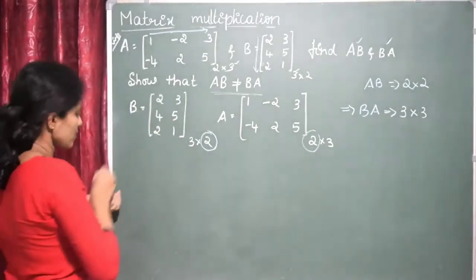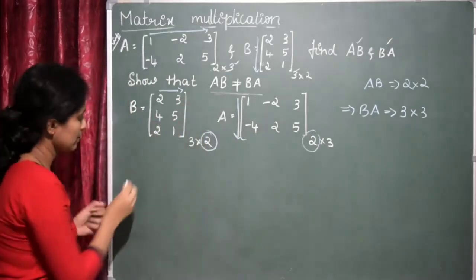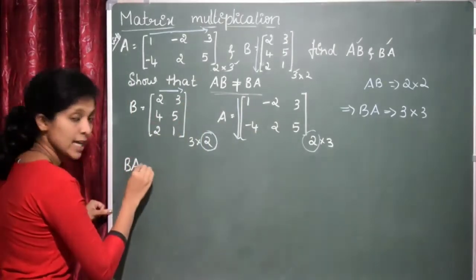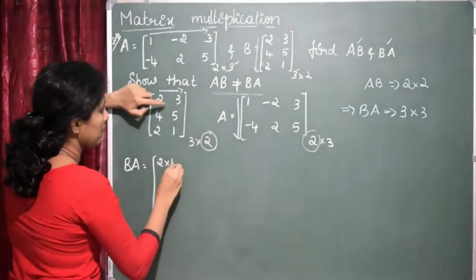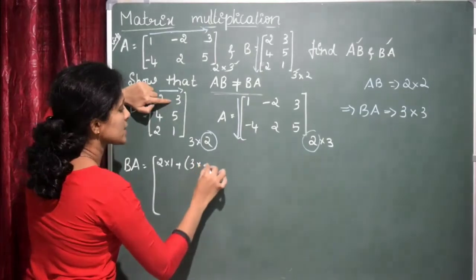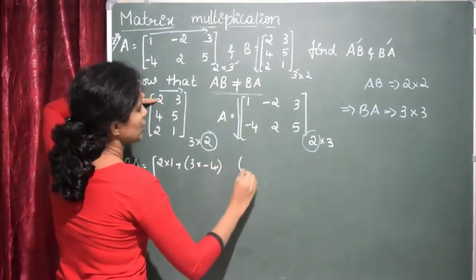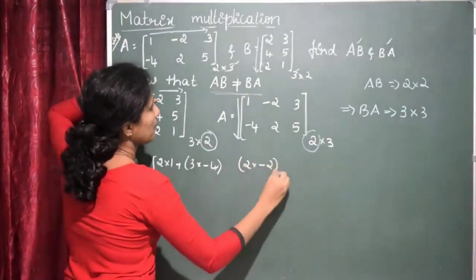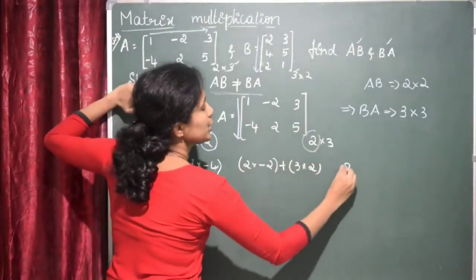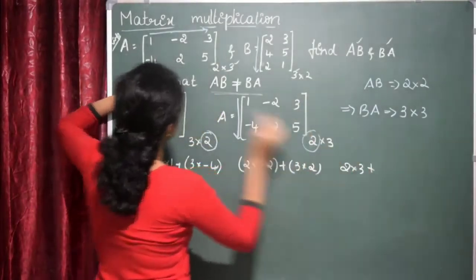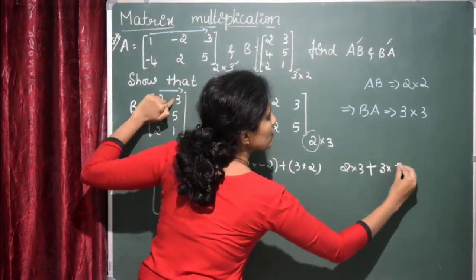Okay, so now I can write first row, first column. We will multiply B into A, which is equal to first row: 2 into 1 plus 3 into minus 4. Second element: 2 into minus 2 plus 3 into 2. Next will be 2 into 3 plus 3 into 5.